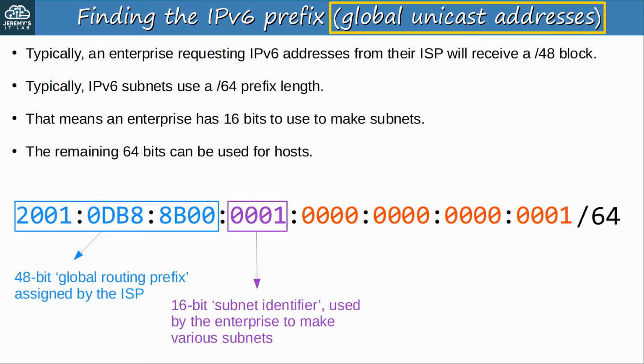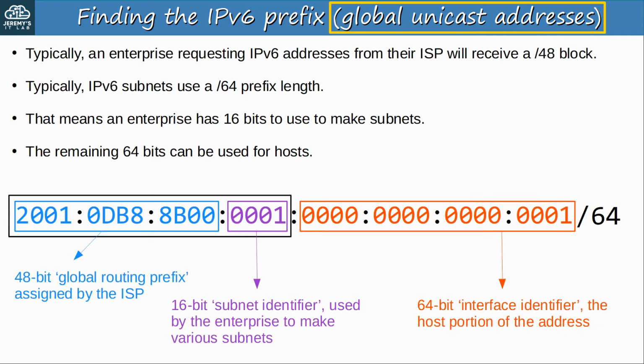Because the enterprise received a /48 block from the ISP, but IPv6 addresses usually use a /64 prefix length, these 16 bits are free to use to make different subnets. Together, these two parts make the network portion of the address, the IPv6 network prefix. Then the last 64 bits are the host bits. That is a huge amount of hosts per subnet.